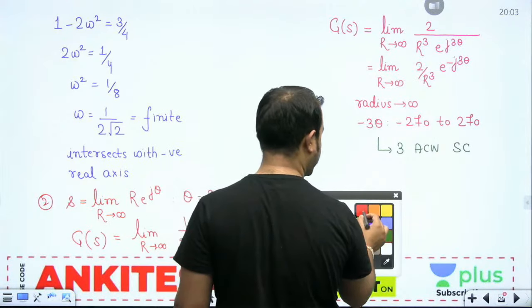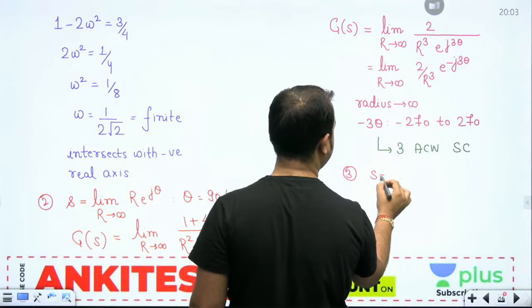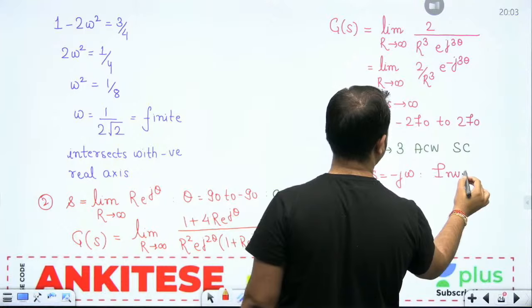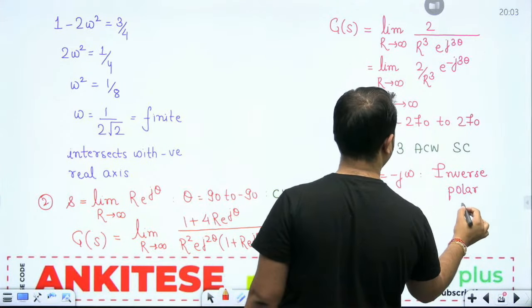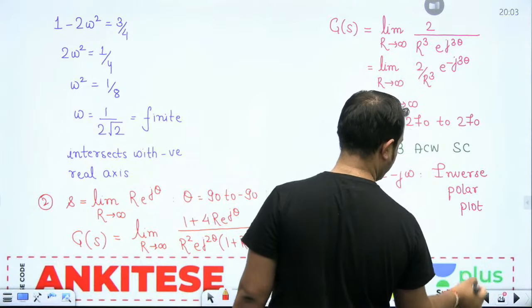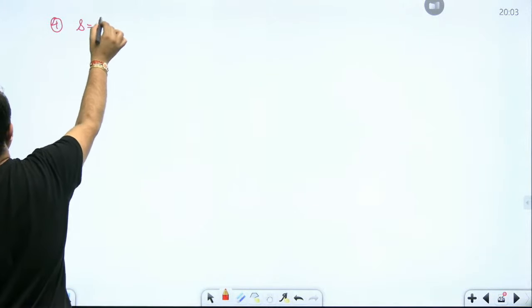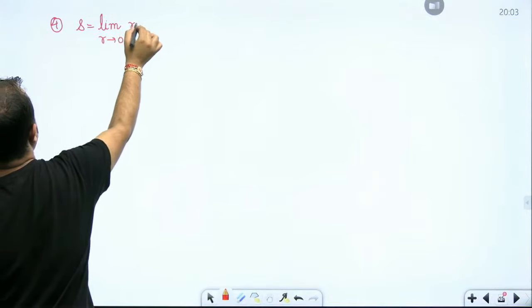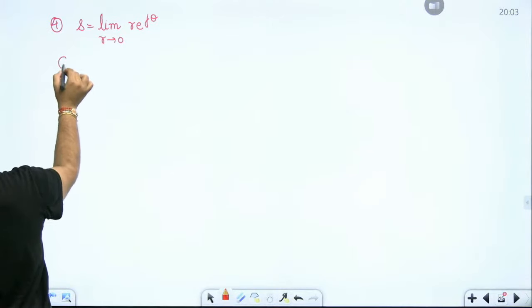When there are zeros involved in the function, it is better to check the intersection. Okay. We will have the inverse polar plot. Now, the fourth part. R e to the power j theta.